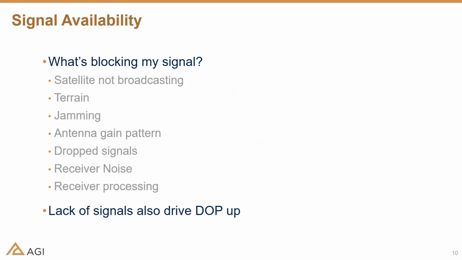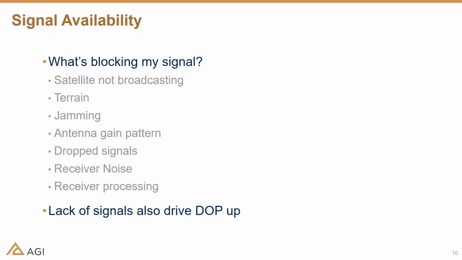So that's DOP. Let's talk now a little bit about signal availability. From this perspective, I want to talk about what might be blocking your signal. There are several different things that could do it. I'm going to talk about just a few here today. But what I'd like to do is start from the top, from the satellite, all the way down to your receiver and inside your receiver's processing. So maybe the satellite's not broadcasting. That might be one of the first things you want to check.